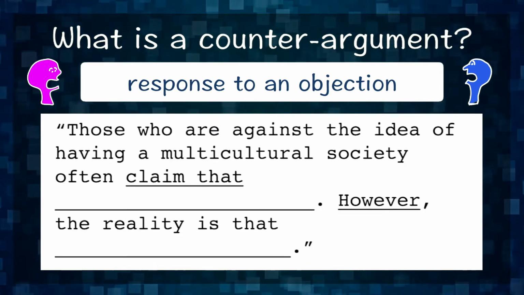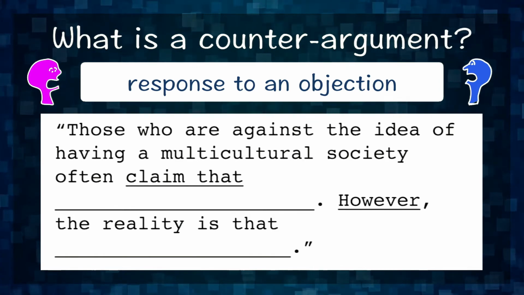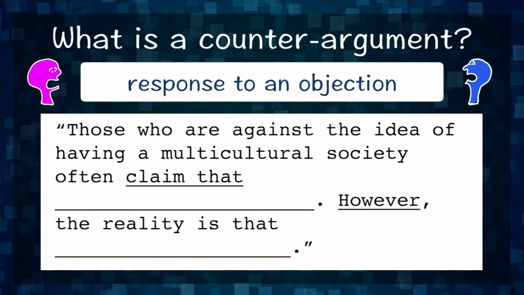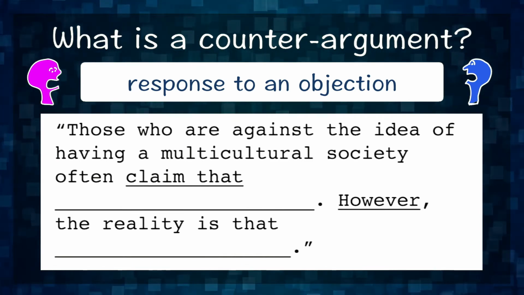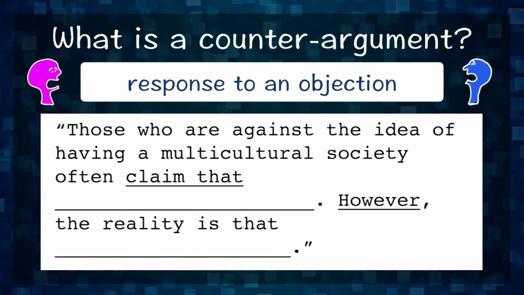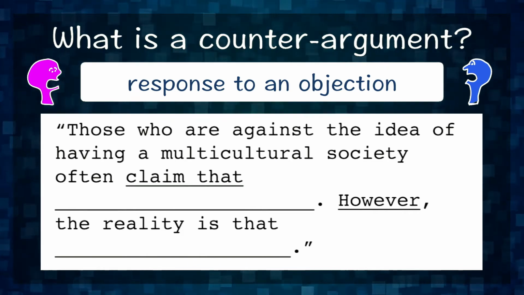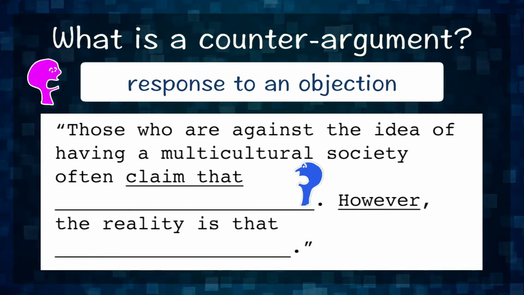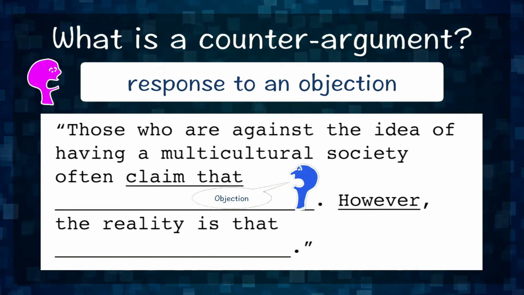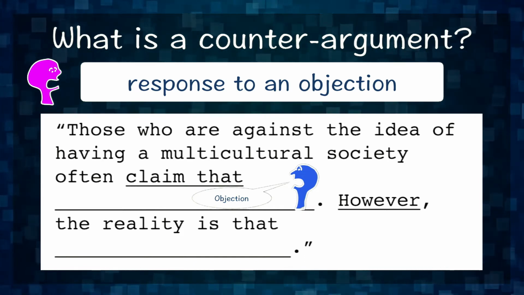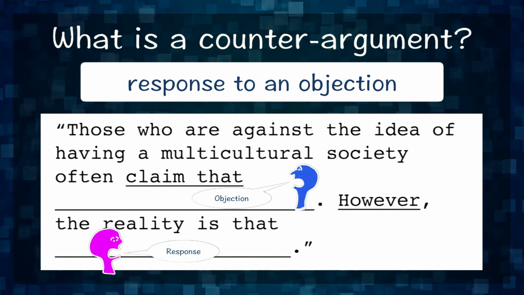So, for example, if I have an essay in which I'm talking about the idea of a multicultural society and that societies should adopt multiculturalism, and I've done 2 or 3 body paragraphs explaining that, then I might want to anticipate what people would say in objection to my argument. And so I write, those who are against the idea of having a multicultural society often claim that, and then in that blank, I would put the objection that I imagine the person making to me. And I would go on and say, however, the reality is that, and I would put in here my response. So how about we look at a real-life example of that?